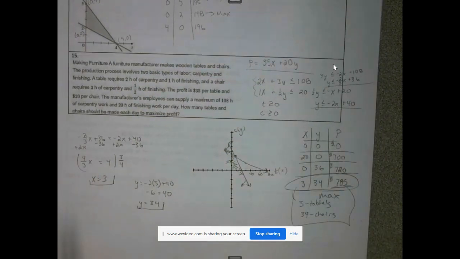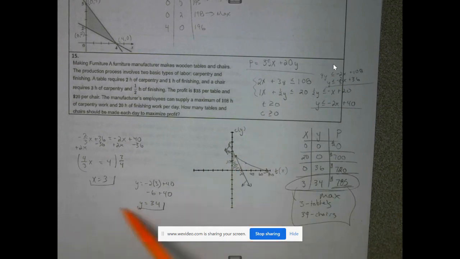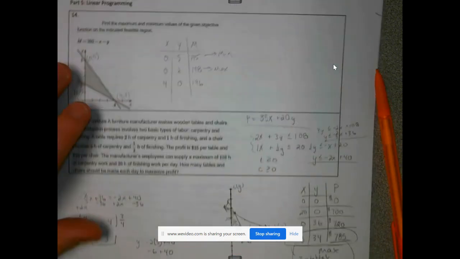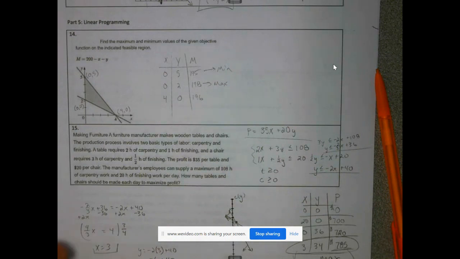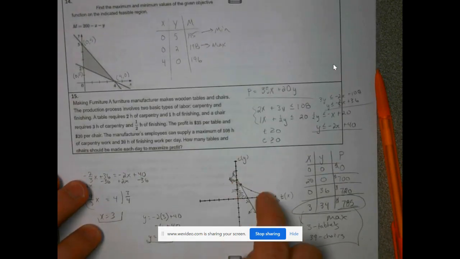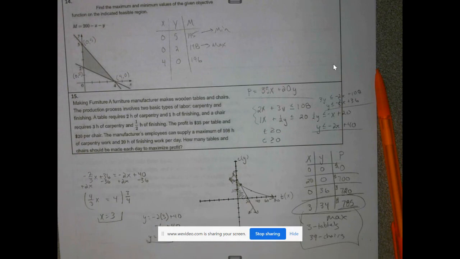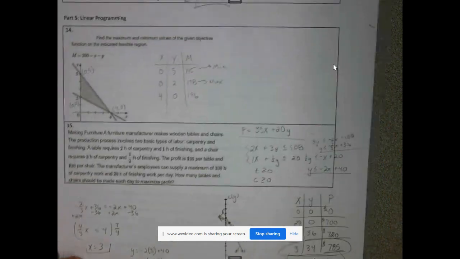Okay. So make sure you set up your equations, graph it, find the vertices, and then make your table to maximize or minimize, or maybe it wants both. Kind of like up here. Sometimes we're not bounded by the x and y axis, so we want to see minimum and maximum if 0, 0 wasn't an option. All right, that is your review for your test.